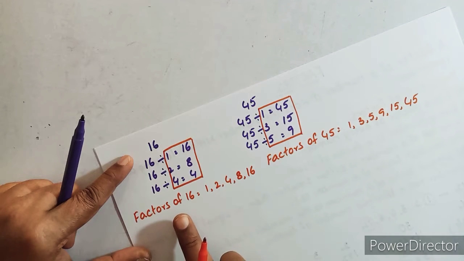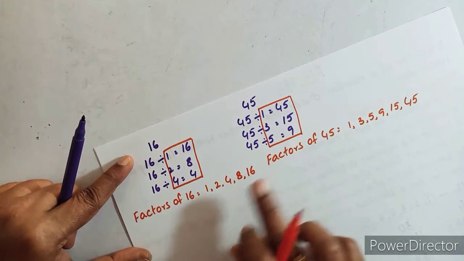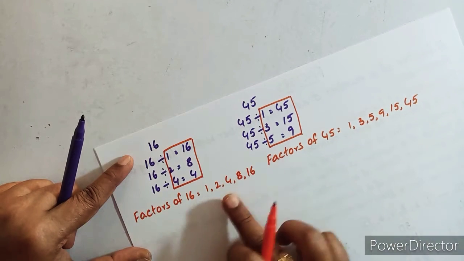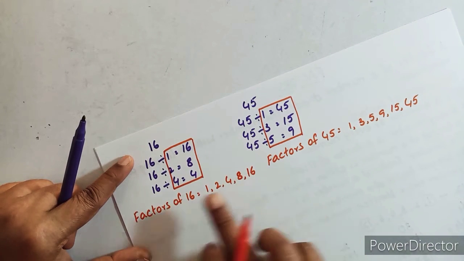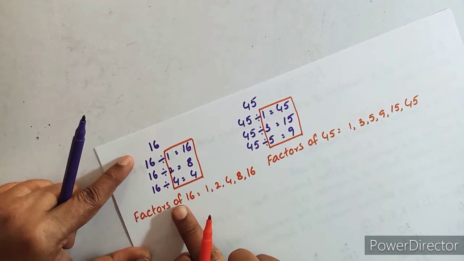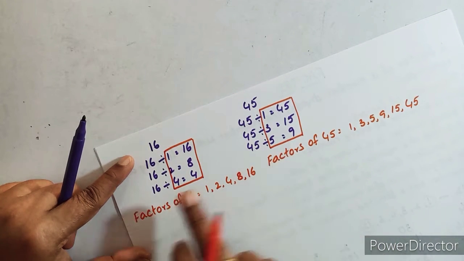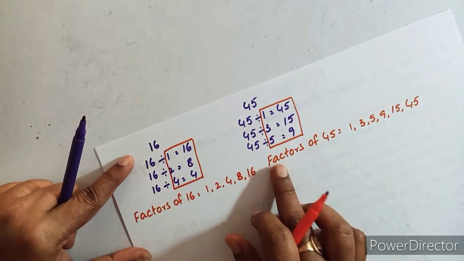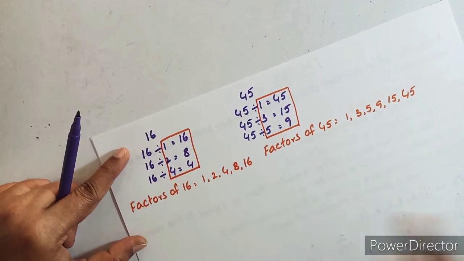Now can you just tell me 16 and 45 are prime numbers or composite numbers? Because these are getting so many factors, you can say these two are composite numbers. You are absolutely right. 16 and 45 are composite numbers. So in these ways you can find the factors of the given number.